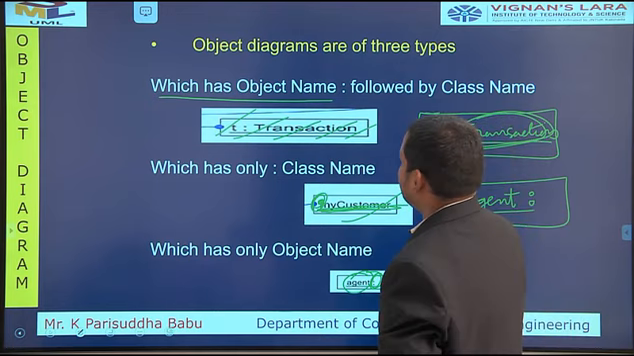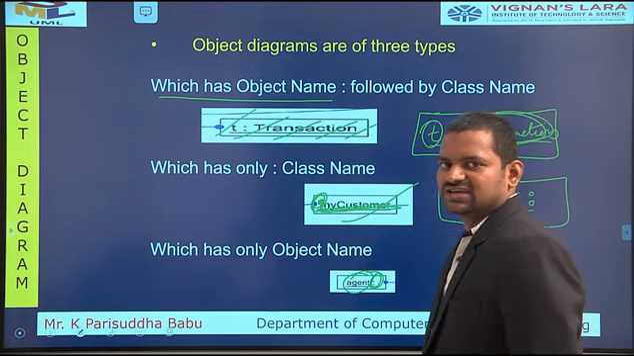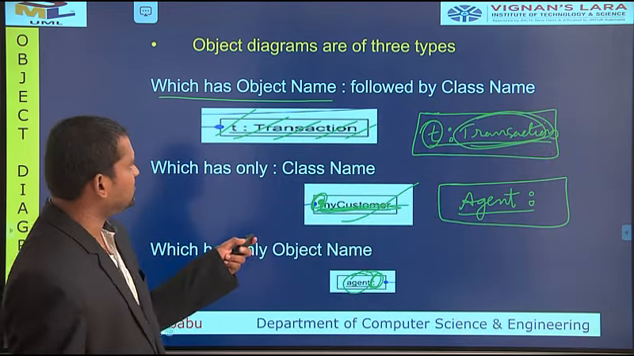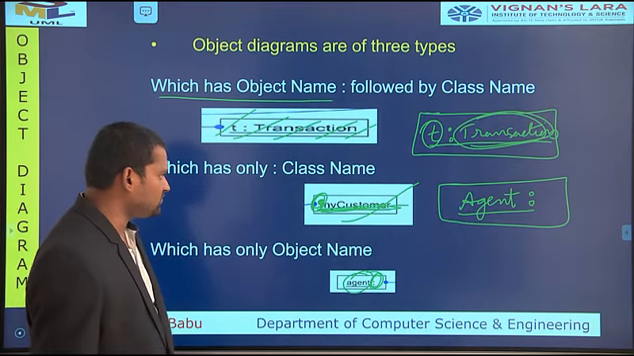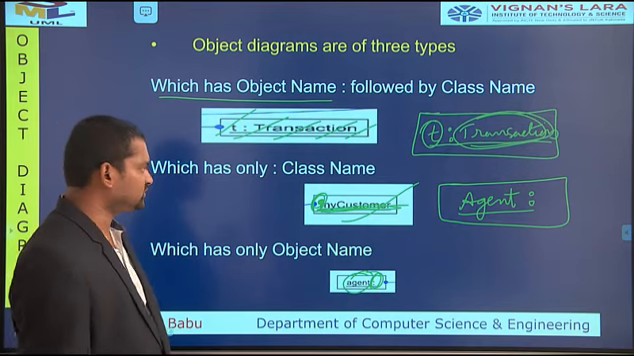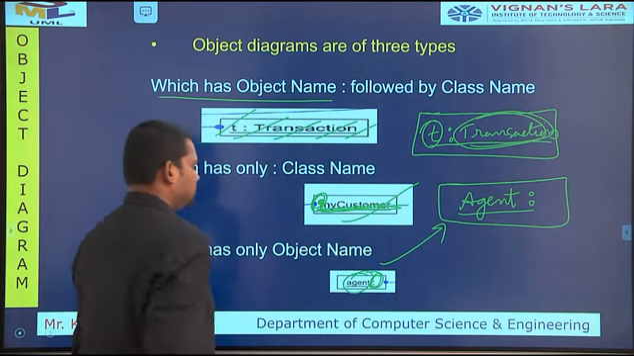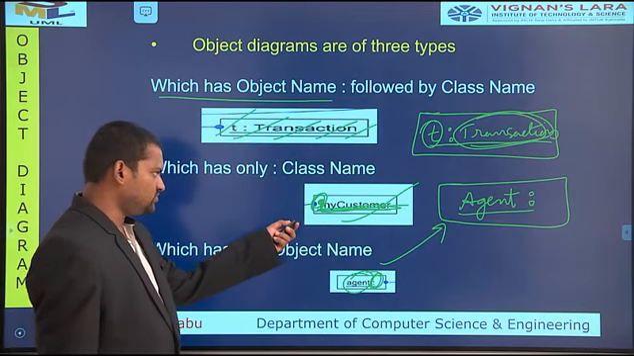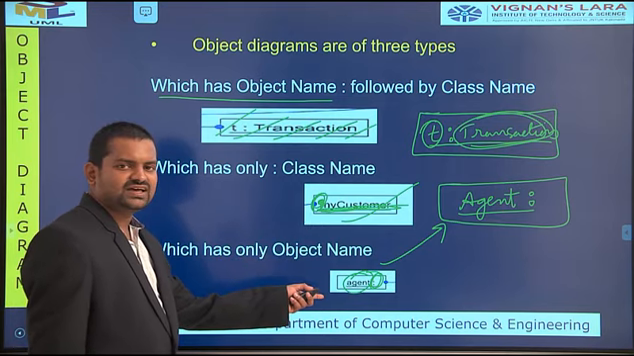So likewise we have to see object diagrams in three categories: with the object name followed by the class name, with only the class name, and with only the object name.